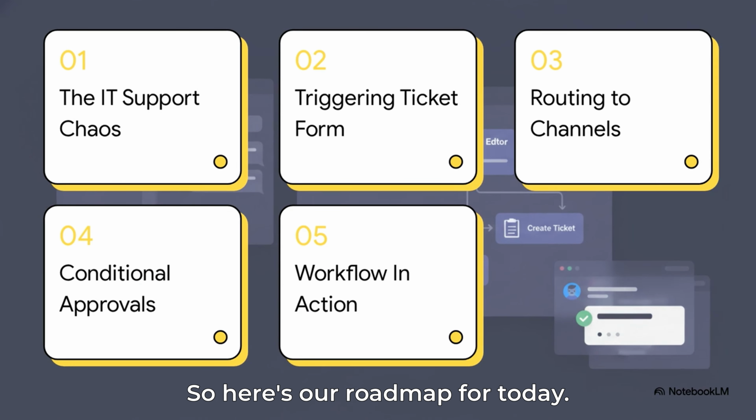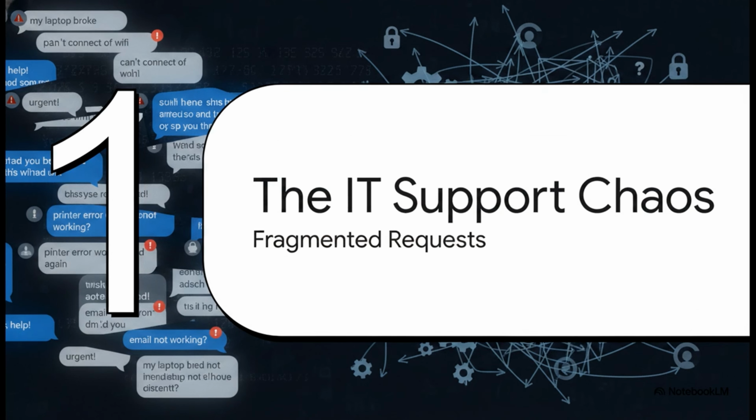So, here's our roadmap for today. We'll kick things off with the IT support chaos, then look at triggering the ticket form and routing to support channels. After that, we'll dive into adding conditional approvals and wrap it all up by seeing the workflow in action. Let's jump in. Section 1.